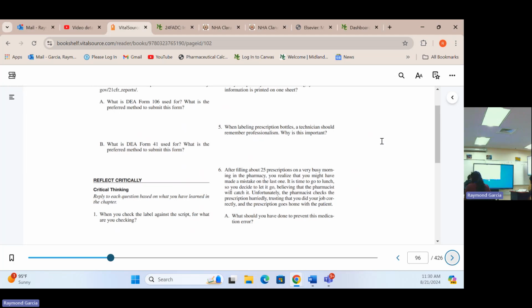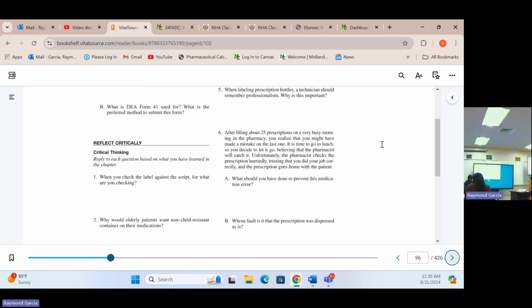Let's look at examples here. After filling about 25 prescriptions on a very busy morning in the pharmacy, you realize that you might have made a mistake on the last one. It is time to go to lunch, so you just leave, believing that the pharmacist will catch it. Unfortunately, the pharmacist checks the prescription, trusting that you did your job correctly, and the prescription goes home with the patient.